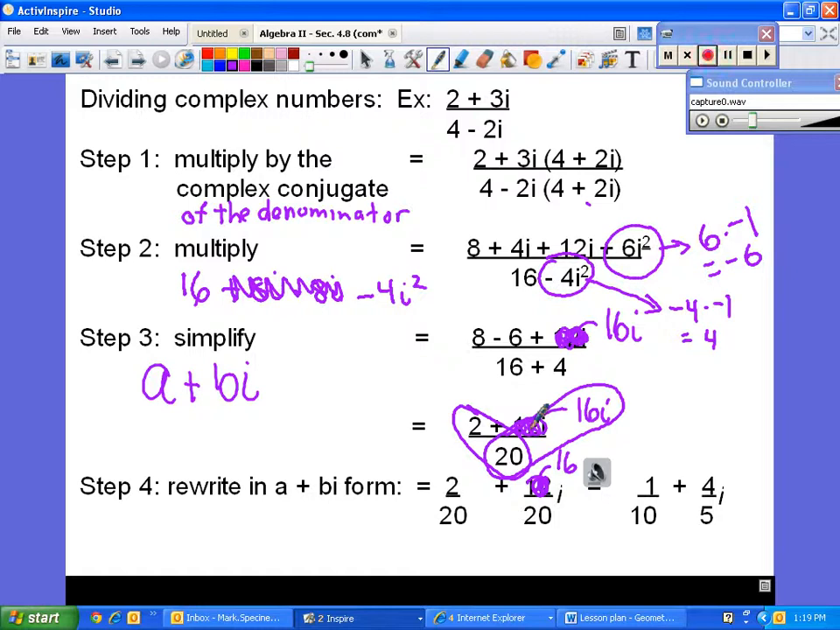Okay, does anybody have any other questions? Yes, Keisha. How did I get what? How did I get this? I took this and I foiled it. 2 times 4 is 8. What? Foil. Okay, any other questions? Can you go back to the full page?